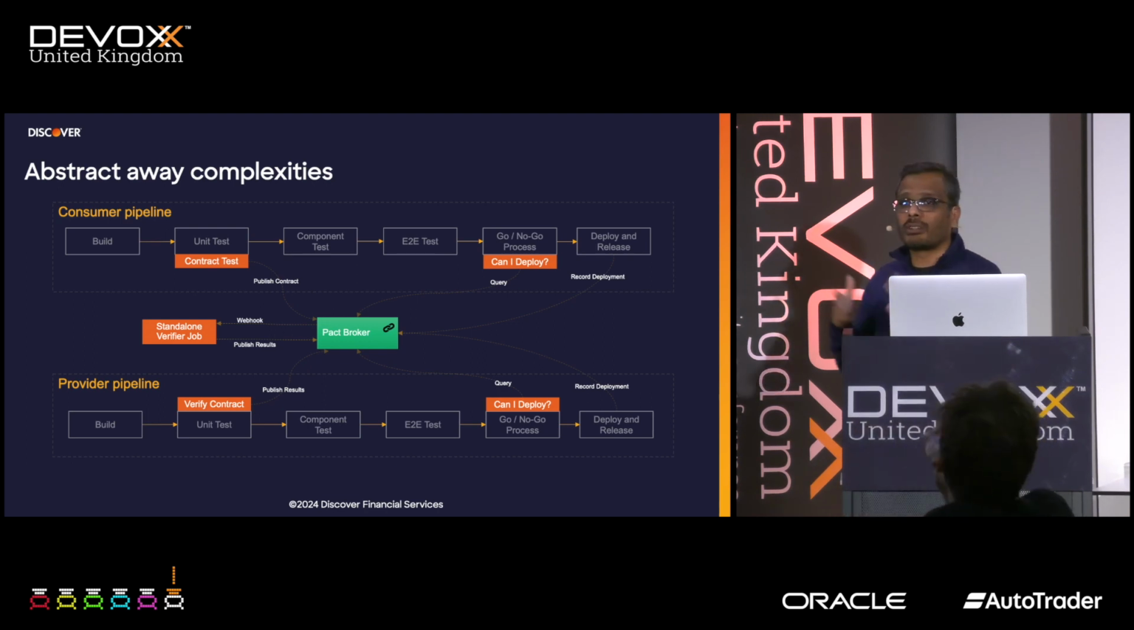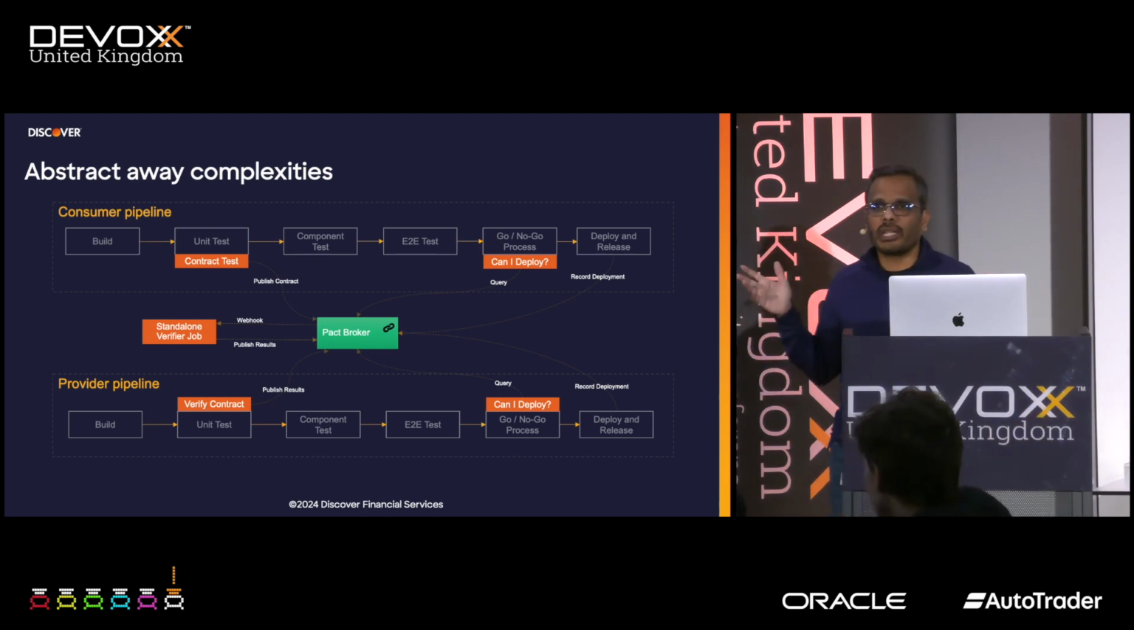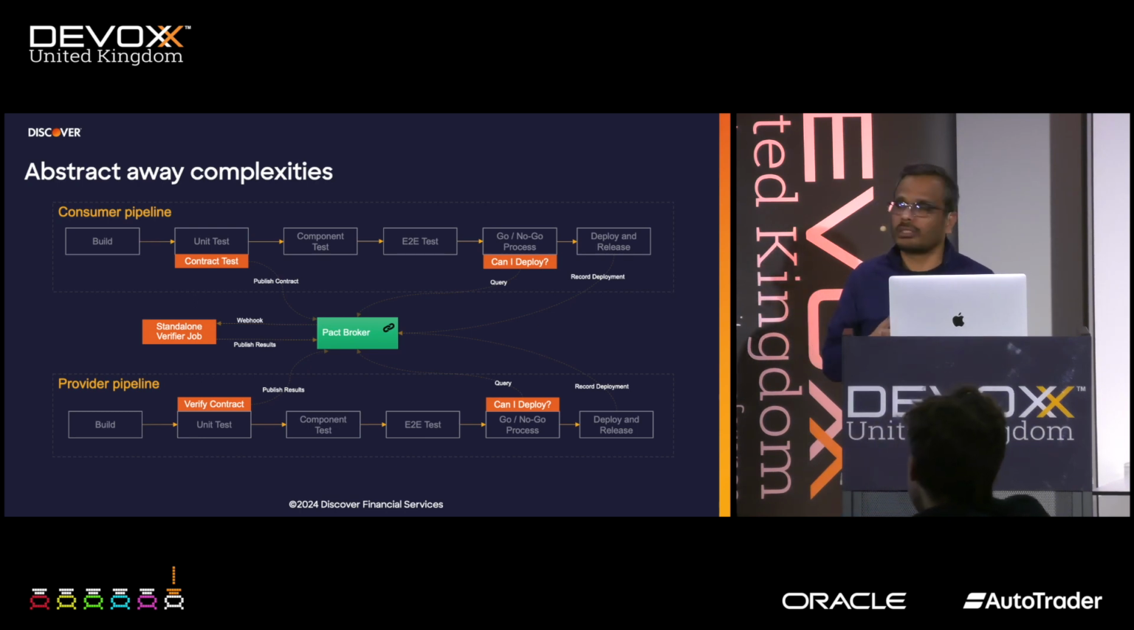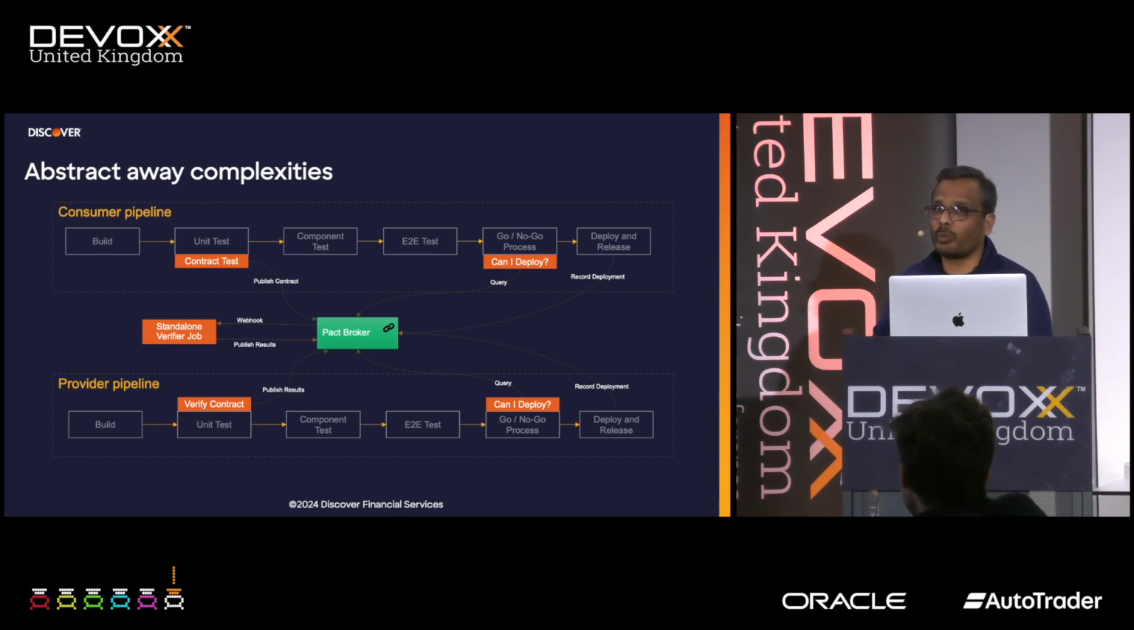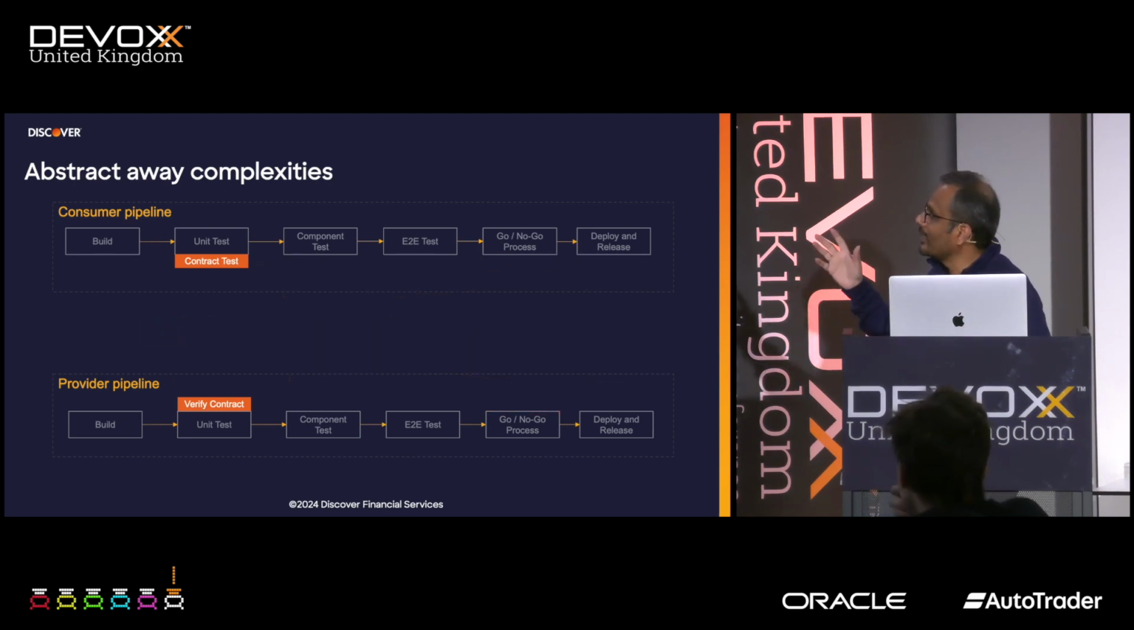We felt there's a lot going on here, which might be overwhelming for the developers, and it could affect the developer experience in a bad way. So we abstracted most of those complexities away from developers so that they could focus only on those two orange boxes. Consumers would focus on writing contract tests, and the providers would focus on writing the verification tests.